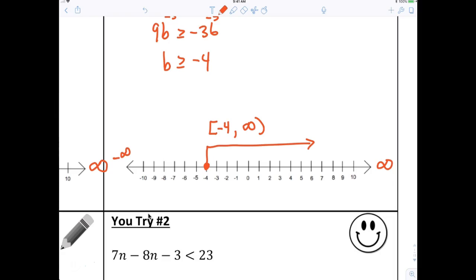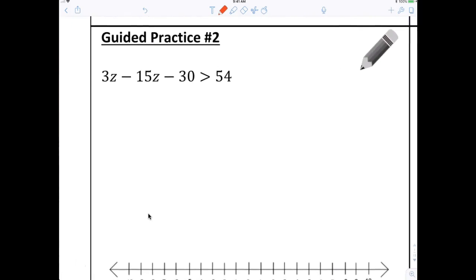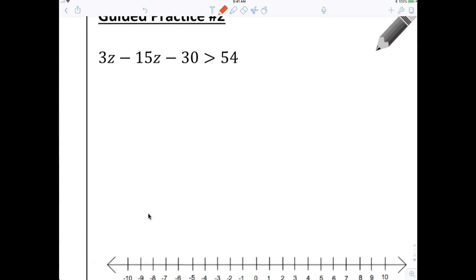Now I want you to be responsible for what you're doing. I don't want you trying to help somebody else. I want everybody asking me a question if you're not sure about something. Anybody have any issues with that? All right, let's check out the next one. This is the one where I need you to pay attention. 3z minus 15z.